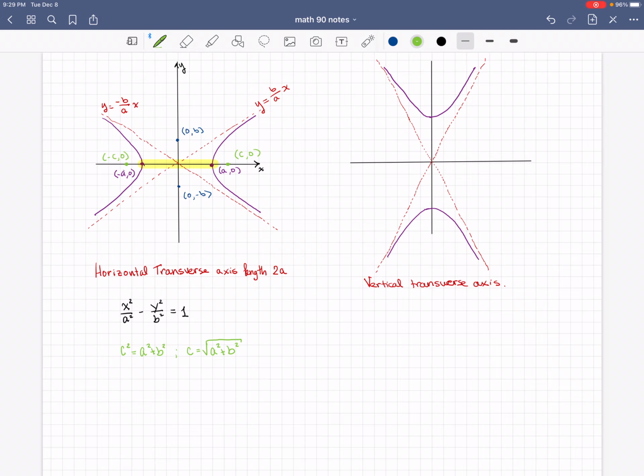So this is what it looks like to have a hyperbola with a horizontal transverse axis. And the equation is x squared over a squared minus y squared over b squared equals 1, where once again, a is half the length of the transverse axis.